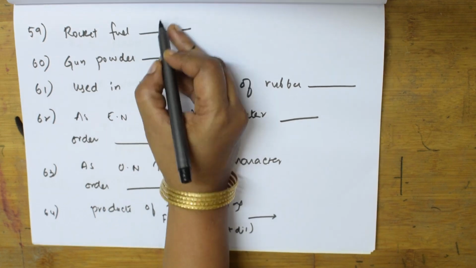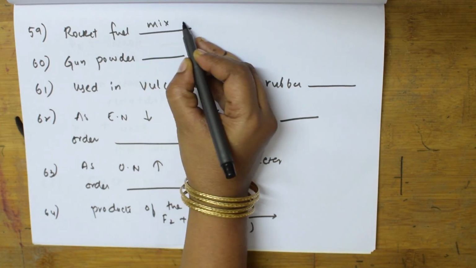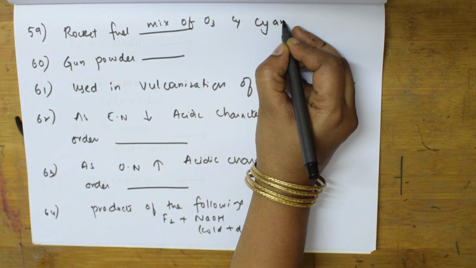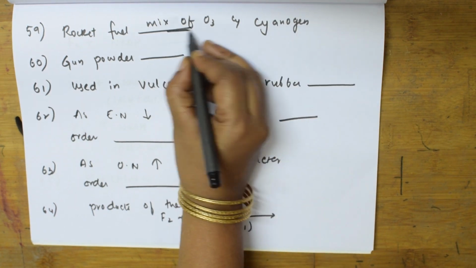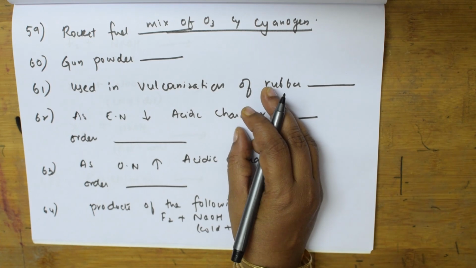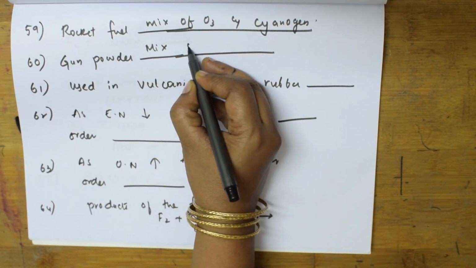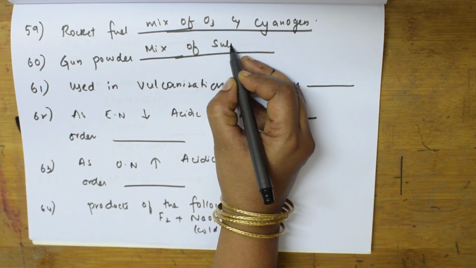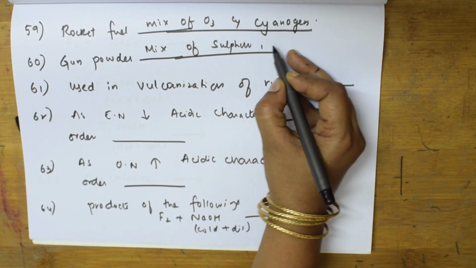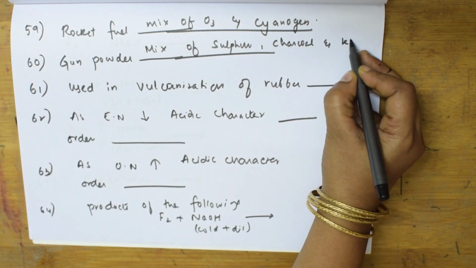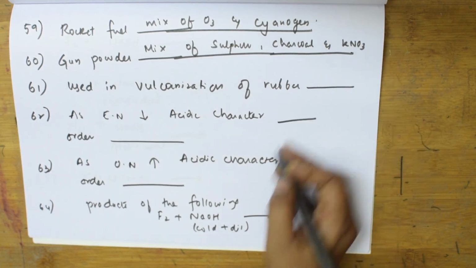Let us see question number 59. Rocket fuel: what does rocket fuel contain? It contains a mixture of ozone and cyanogen. Remember, rocket fuel, a mixture of ozone and cyanogen. Gunpowder: what does it contain? Basically, it is a mixture of sulfur, charcoal and potassium nitrate, KNO3. Remember.